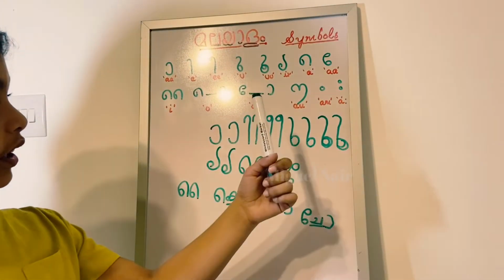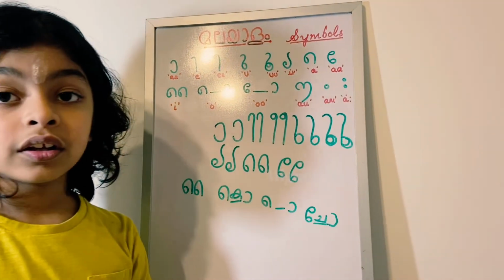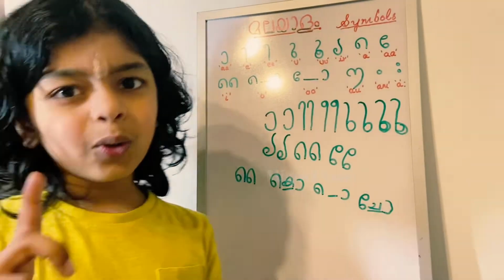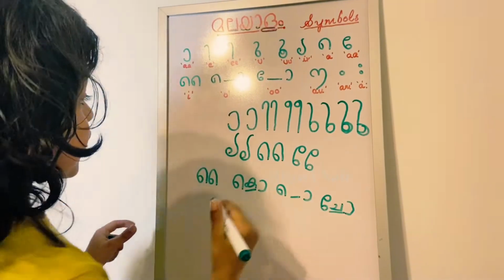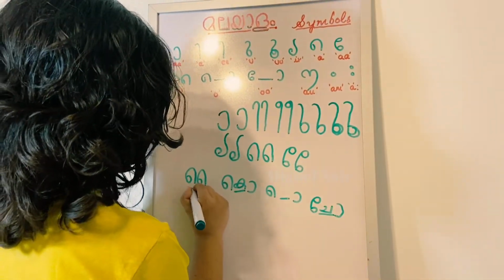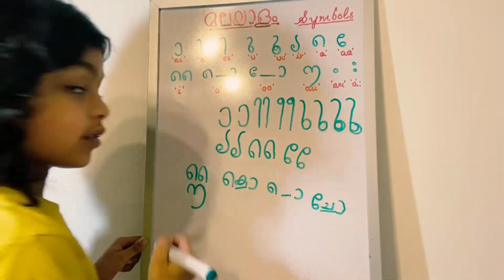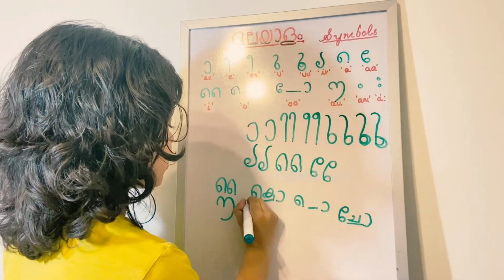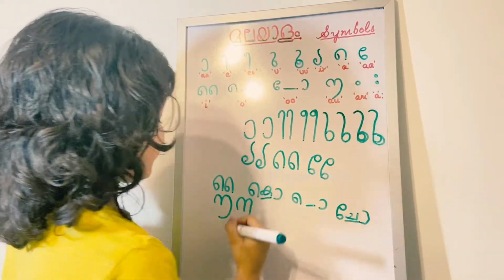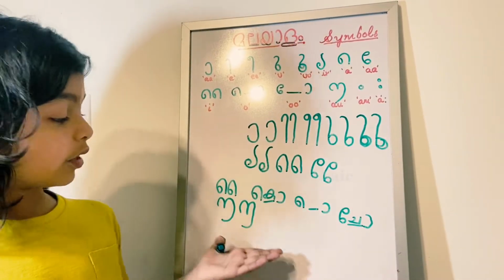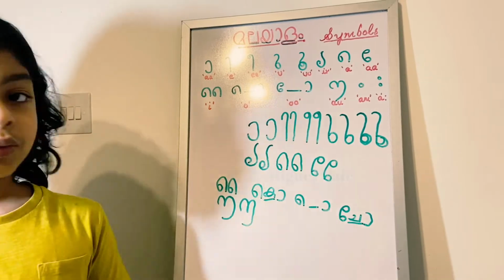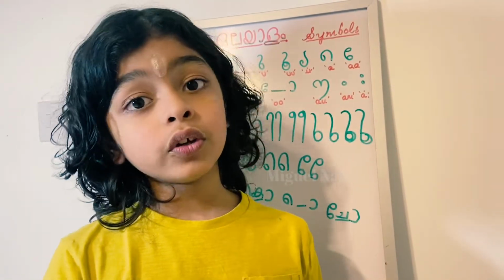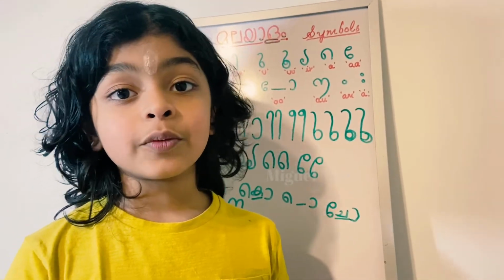Next, we have ow. Ow is so simple. You just need to do the extended M, like this. Let me show you it one more time. Okay, we have the ow. For example, if you put O at the beginning, it will turn into ow. So you can put ow into any word like alshadam, which means medicine.